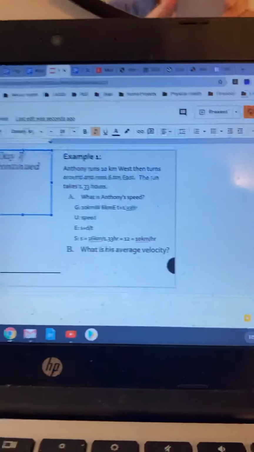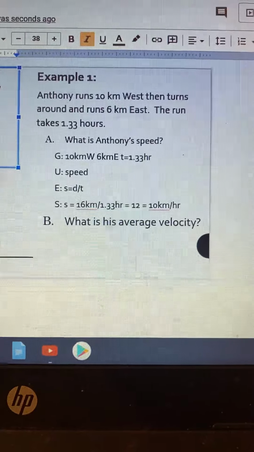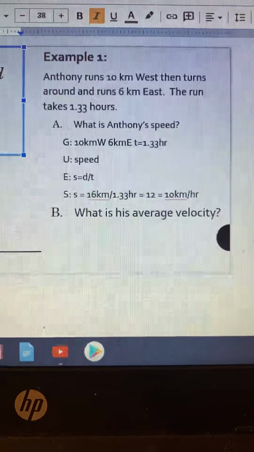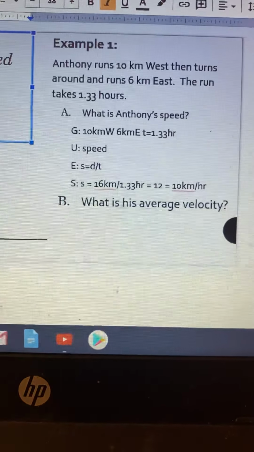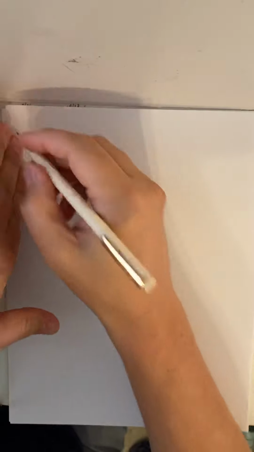Okay, here goes our first problem. Anthony runs 10 kilometers west and then turns around and runs 6 kilometers east. The run takes 1.33 hours. We want to figure out Anthony's speed and then his average velocity. So for this problem, we're doing both because I want you to get a comparison between speed and velocity. All right, so this is example 1.